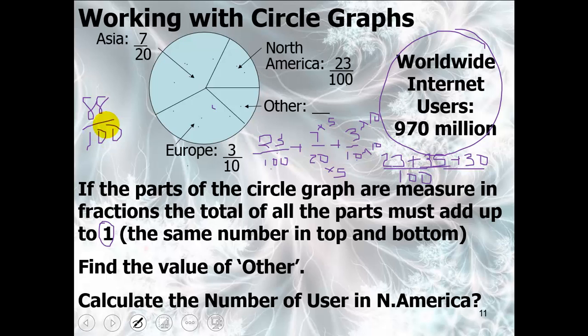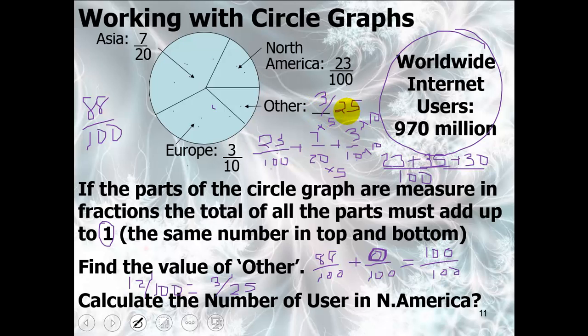Okay? So remember, this 88 out of 100 plus this other out of 100 has to equal 100 out of 100. So what does this other piece have to be? 12 out of 100. Does that reduce? Yep. I'm going to divide top and bottom by 4, and I get 3 out of 25. So this other is 3 out of 25.